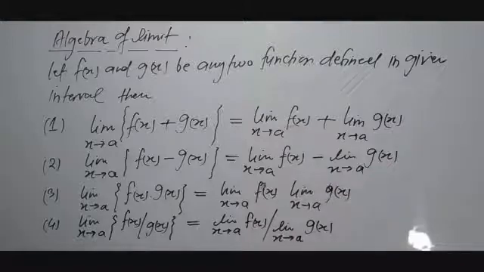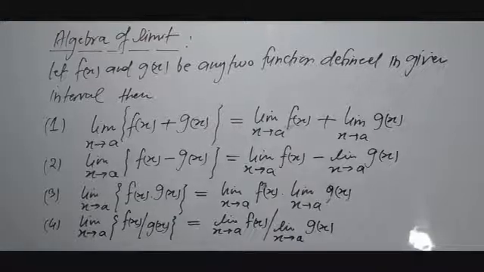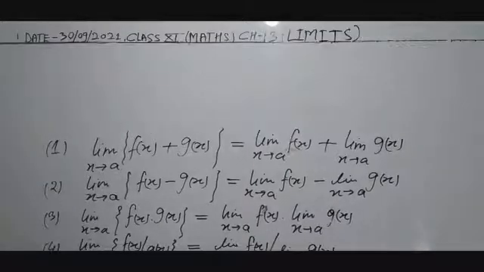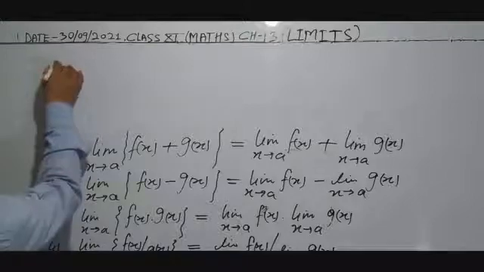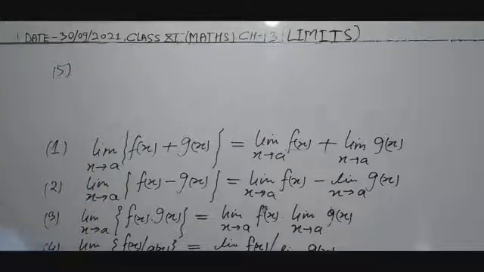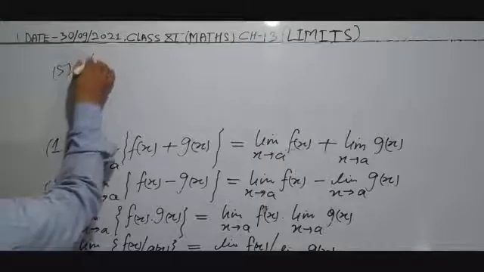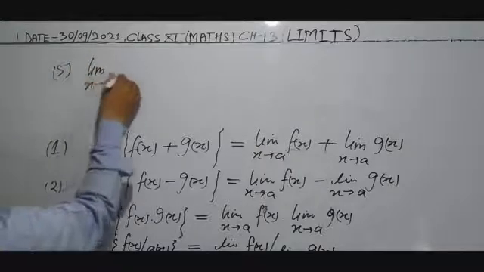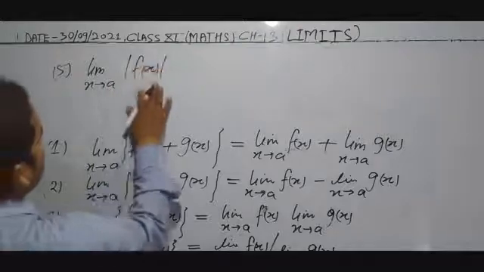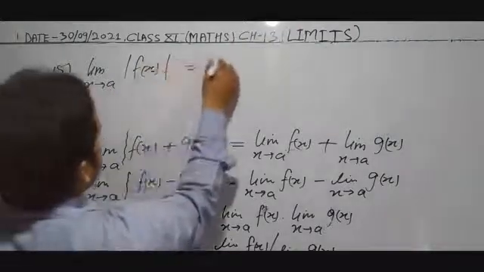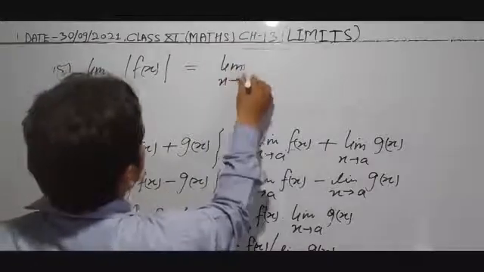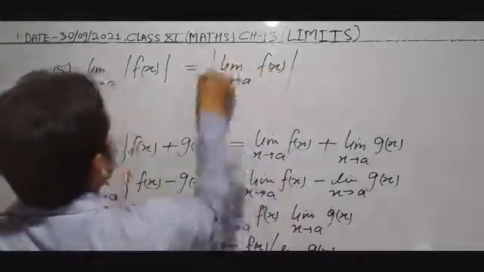This is the basic formula related to algebra of limit. Now see the fourth formula. The fourth formula is here. Fifth formula is limit x tends to a of mod of f(x). We can write limit x tends to a of f(x) mod.